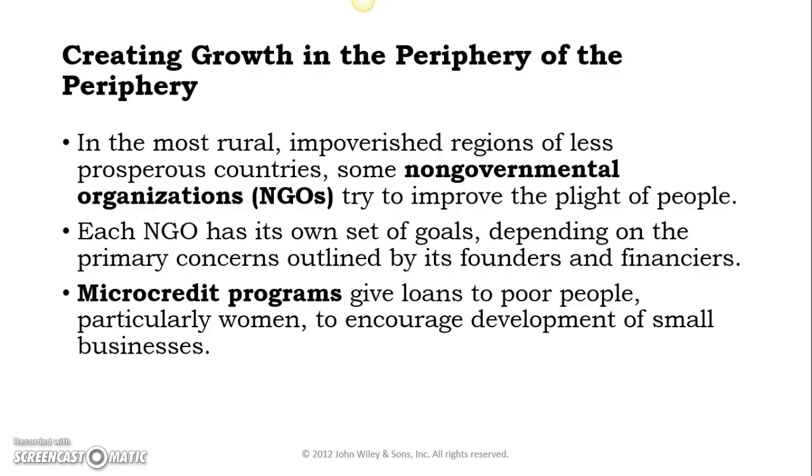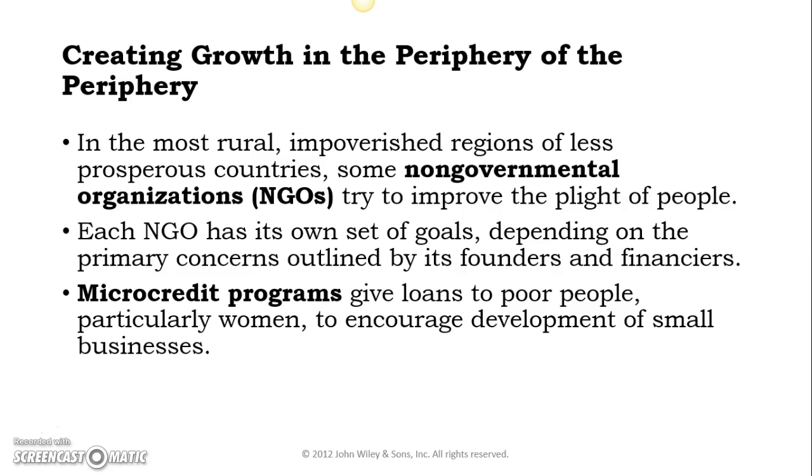We talk about creating growth in the periphery of the periphery. So this is the poorest areas of the poorest areas, the poorest of the poor. A lot of times what you'll see are non-governmental organizations, we call those NGOs, that try to improve the plight of the people. They're trying to improve life for the people. And the reason it's these non-governmental organizations doing it is because, by and large, the government in that area, for some reason, isn't as effective as it could be.